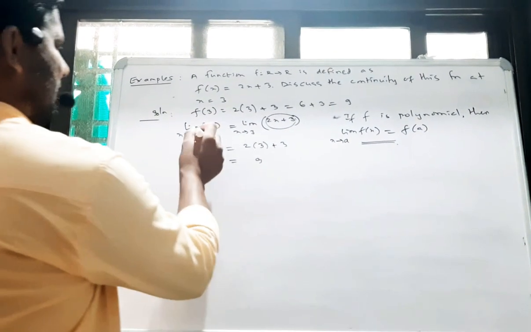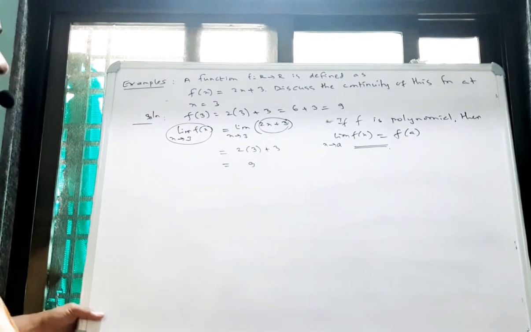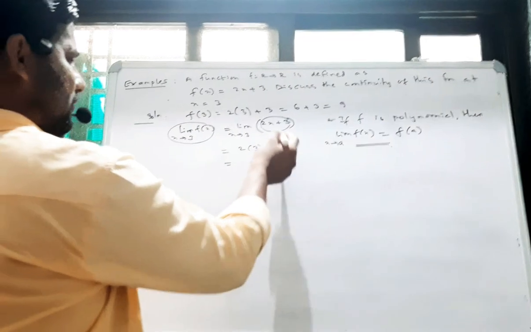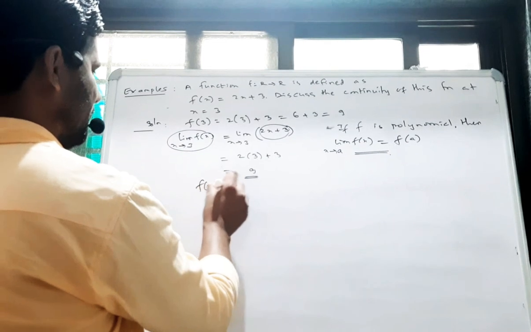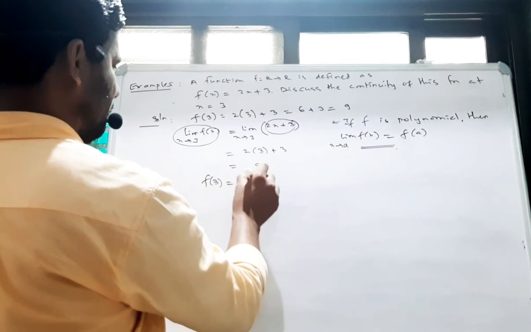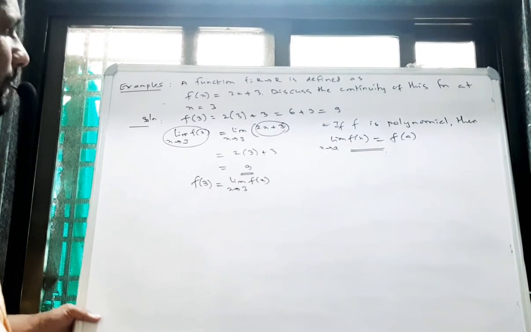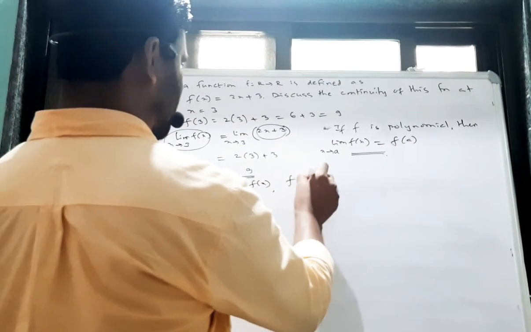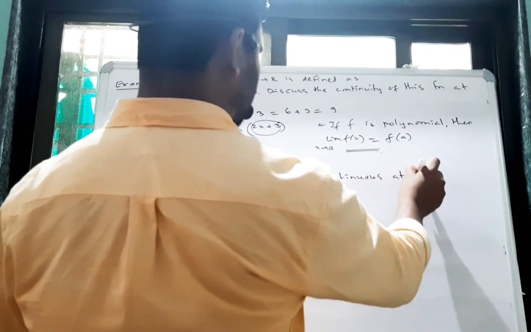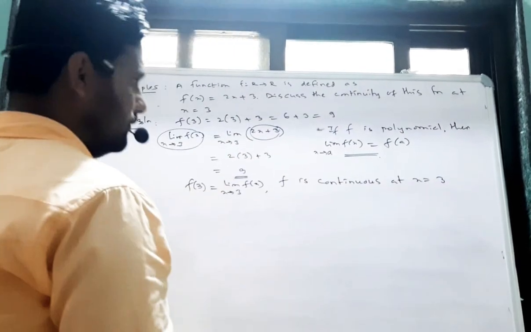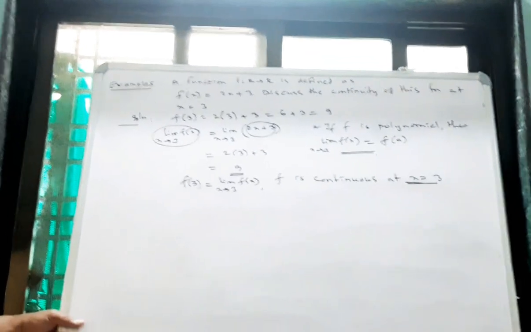So in this case, left hand limit and right hand limit both overlap. Left hand limit and right hand limit both coincide, so that value is equal to 9. So f of 3, that is the value of the function, is equal to the limit of the function when x tends to 3. So we say that the function is continuous at x equal to 3. Therefore x equal to 3 is the point of continuity of the function.